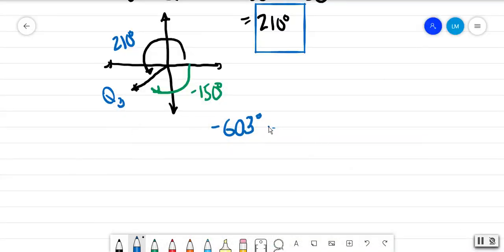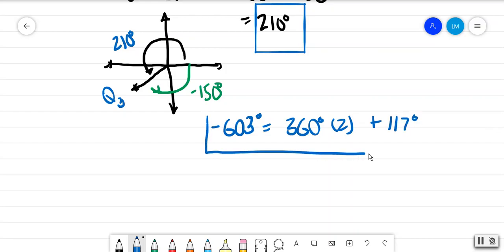If you happen to write that it's equal to 117, technically this is not right, but I understand where you're coming from. To be more precise, if you were going to rewrite this, you would have to put 360 degrees multiplied by 2 plus 117 degrees. And then that would be it.